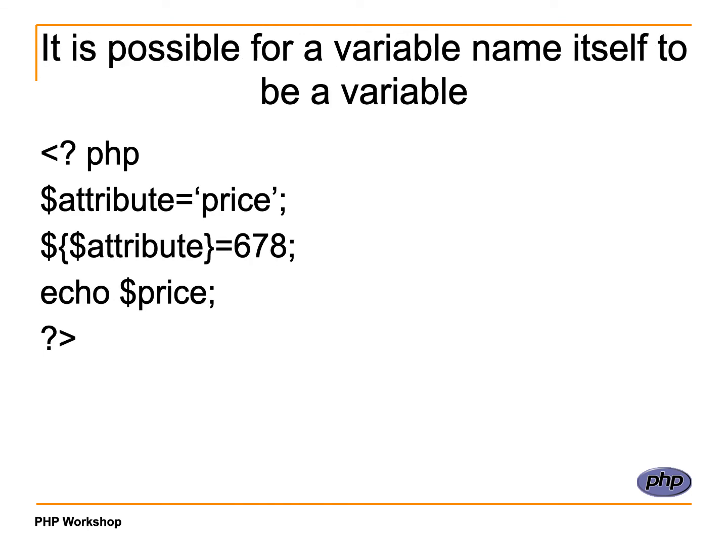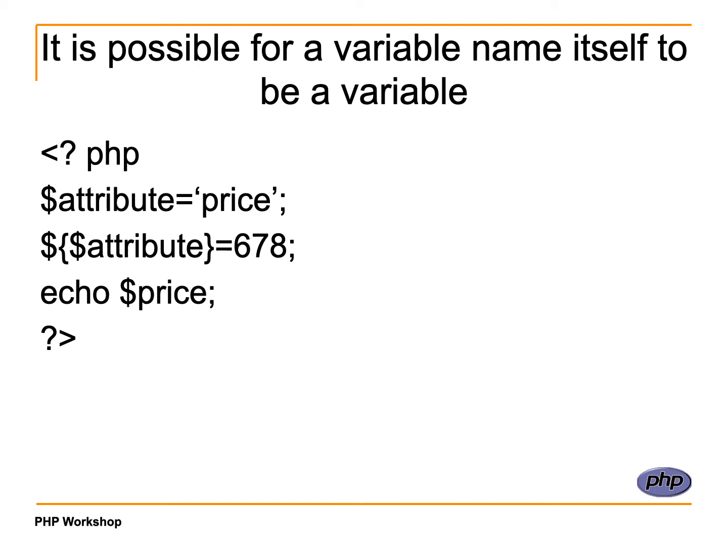It is possible for a variable name itself to be a variable. Here in our PHP scriptlet example, $attribute = 'price'. Then we have placed that $attribute as a name.